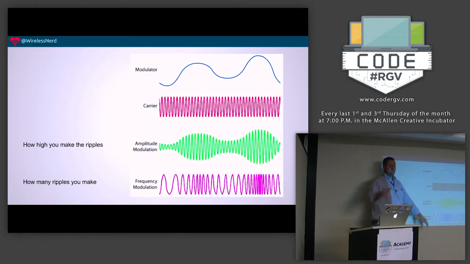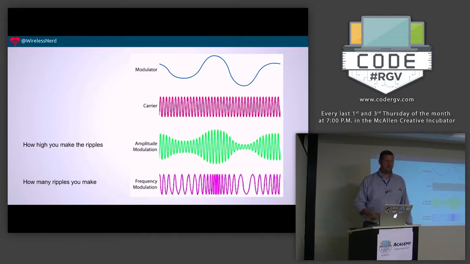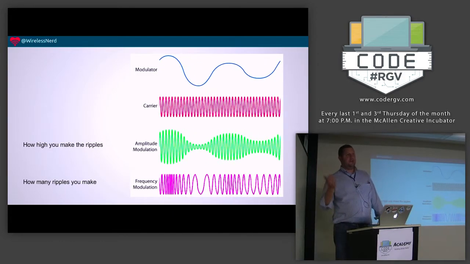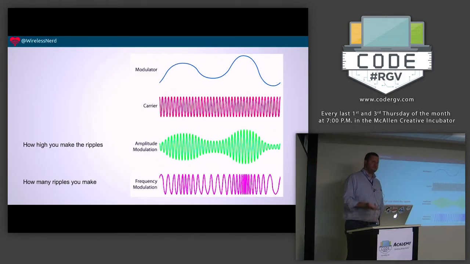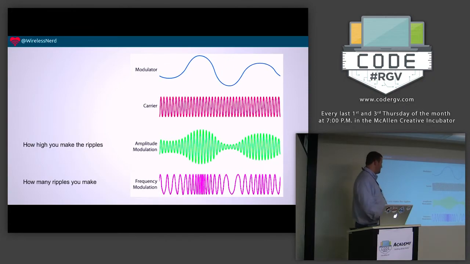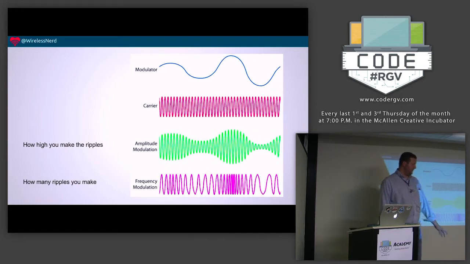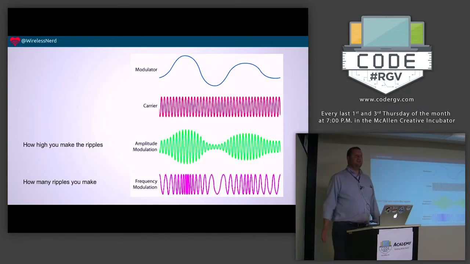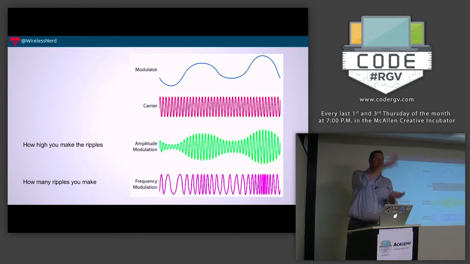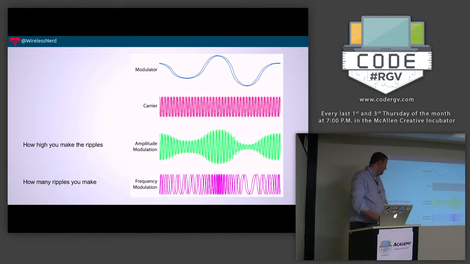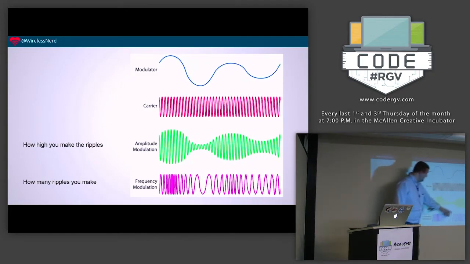But on your radio, you have AM and you have FM. Have you ever wondered what that stands for? Amplitude modulation and frequency modulation. Those are the two things that you modulate. Amplitude modulation is yellow in here and green on there. That's pretty cool. What that is, it's changing the amplitude. It's modulating on top of the amplitude, so it's getting louder and softer.